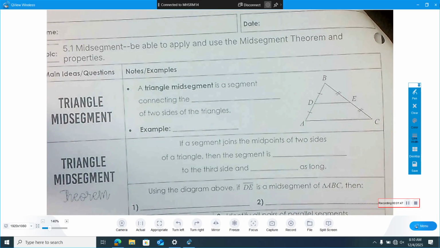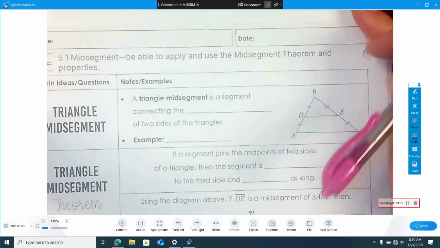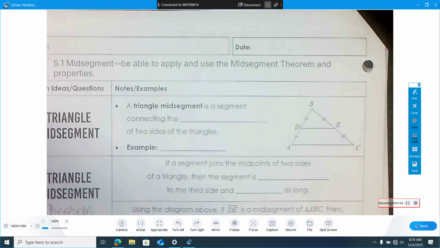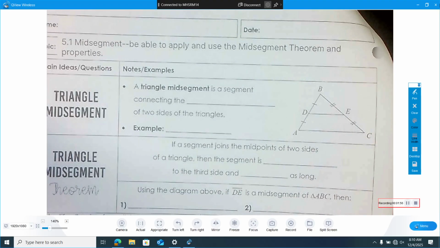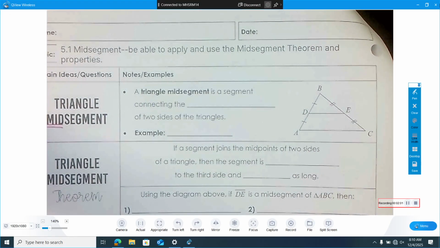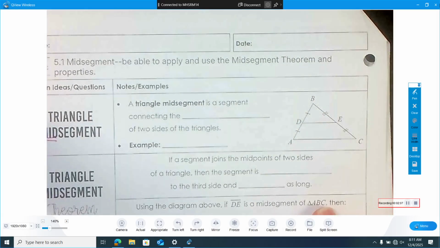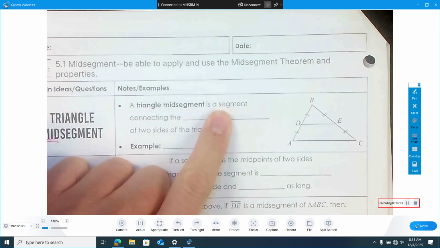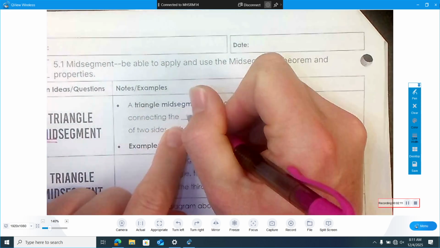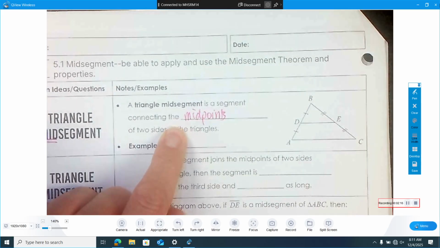All right. So this is mid-segment. Be able to apply and use the mid-segment theorem and its properties. A mid-segment, let's analyze that word just for a minute. What do you suppose mid-segment refers to? The middle. Very good, ladies and gentlemen. Genius points there. All right. A triangle mid-segment is a segment connecting the midpoints of two sides of a triangle.